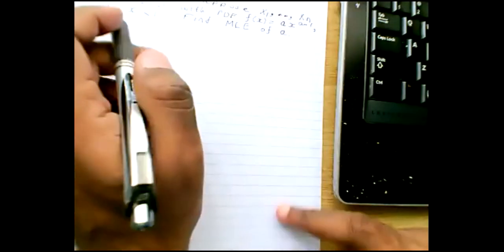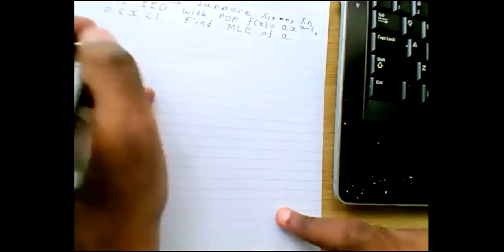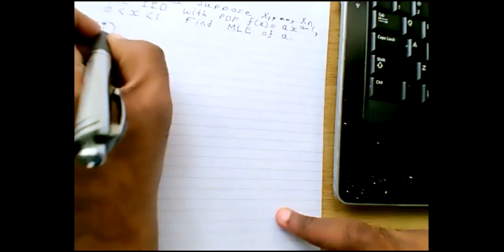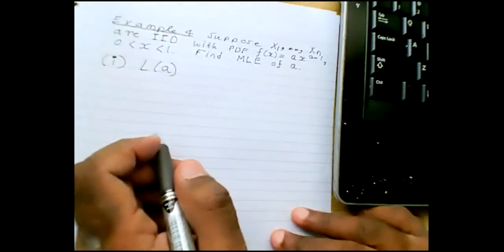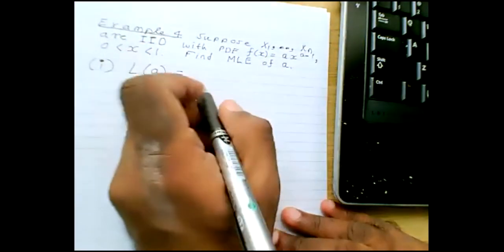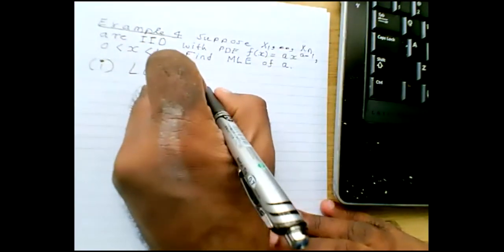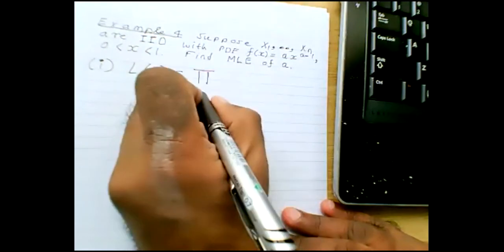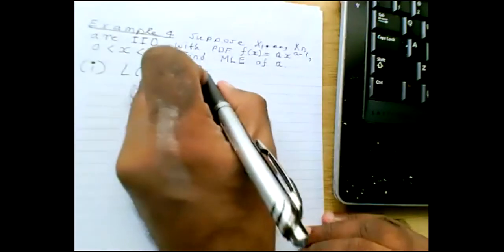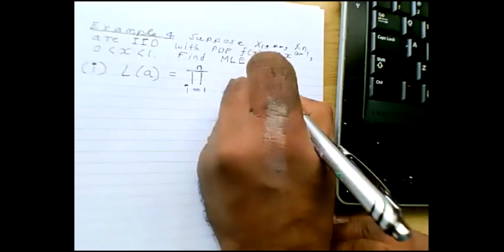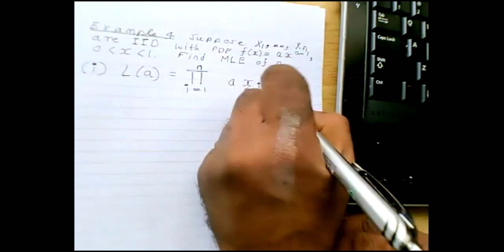Okay, so this is example number 4. So I will do it quickly. I don't want to take your time. You may have other things. We have a tutorial session in 10 minutes time. All right, so just wait for that. So the PDF here is a times x power a minus 1, right?